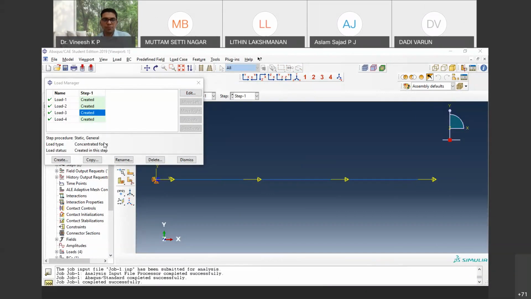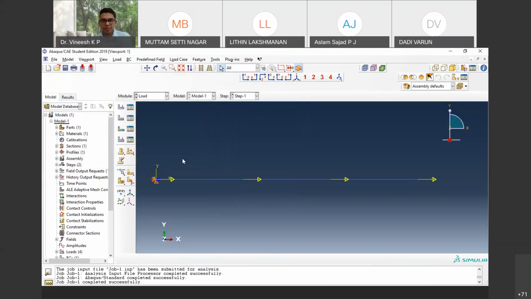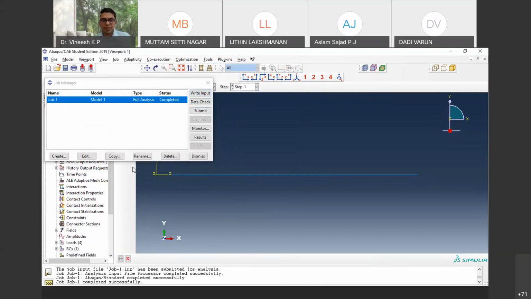And what is the force to be applied on fourth node? In fourth node, we are going to apply a force of 1.25. That is what we got. Okay, so we just apply this condition and we will see what is the result. So just submit it. So we will see the result.